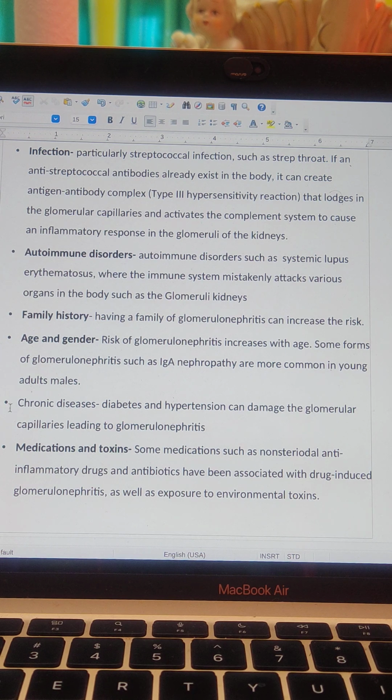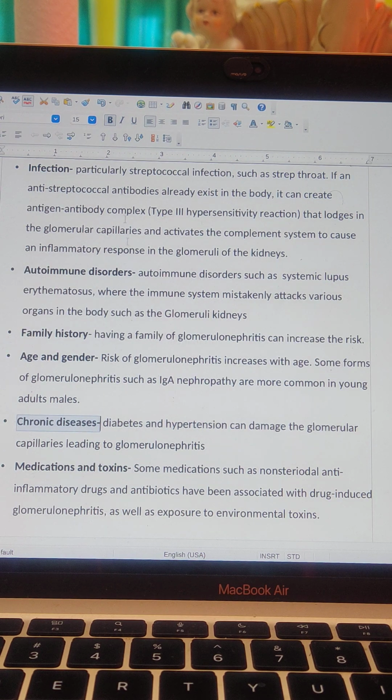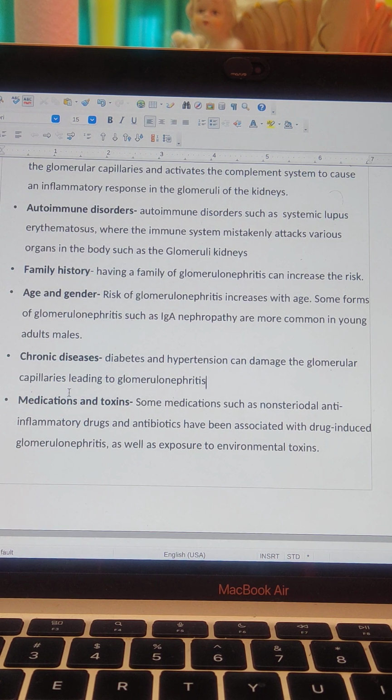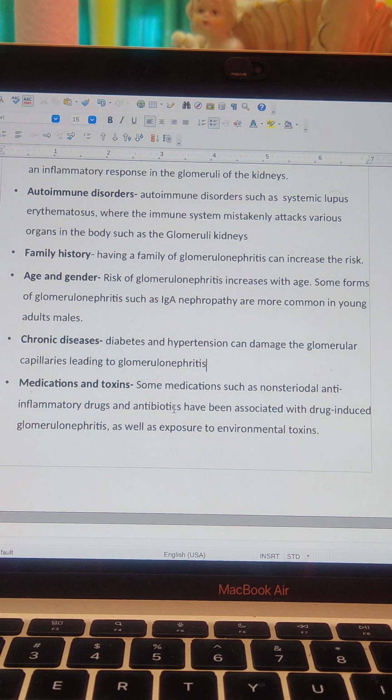Chronic diseases such as diabetes are a risk factor for glomerulonephritis, and hypertension as well, because diabetes and hypertension can damage the glomerular capillaries, leading to glomerulonephritis. Medications and toxins. Some medications such as the nonsteroidal anti-inflammatory drugs, the NSAIDs, and some antibiotics have been associated with drug-induced glomerulonephritis, as well as exposure to environmental toxins.